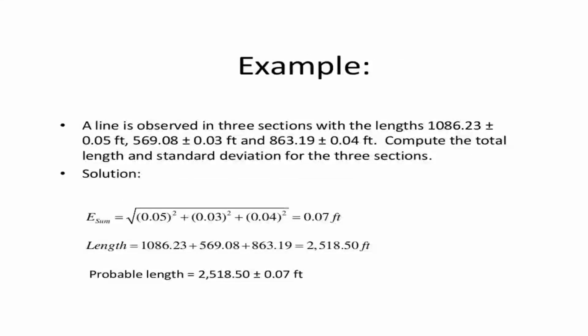Then some example: a line is observed in 3 sections with the given lengths. Compute the total length and standard deviation for the 3 sections. So the solution: the formula is root of E1 square plus E2 square plus E3 square. Then we got the probable length as 2518.50 plus or minus 0.07 feet.